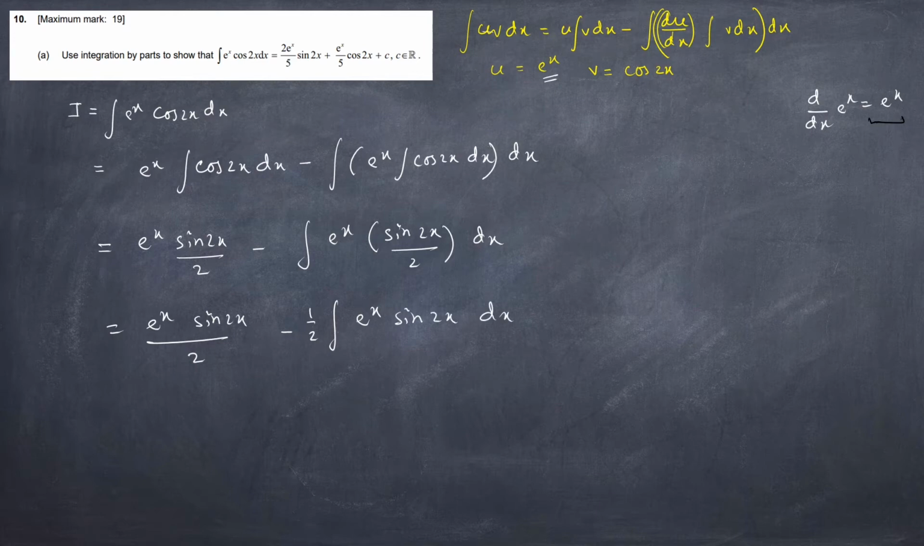So see the fact, we have started with e to the power x cos 2x dx. Now we have e to the power x sine 2x dx. So again we need to do this particular problem by parts. Let us consider again u is equal to e to the power x and v is equal to sine 2x.